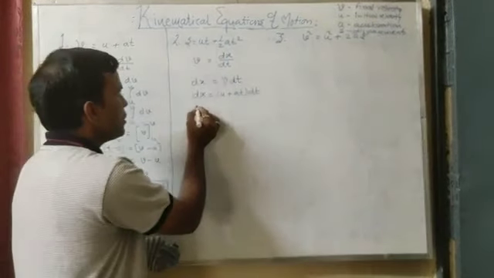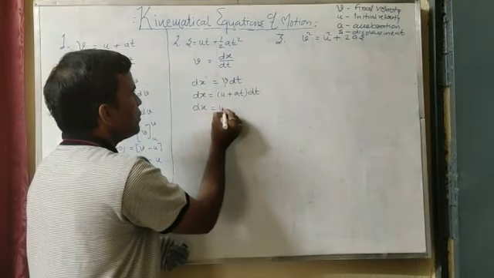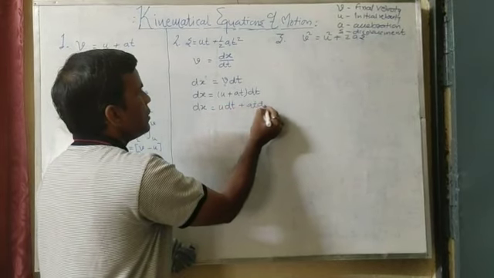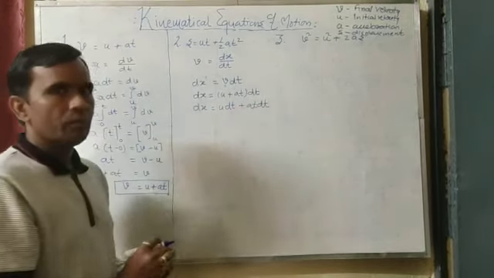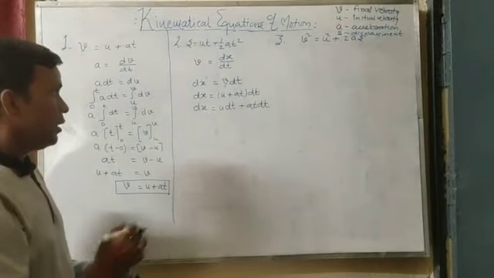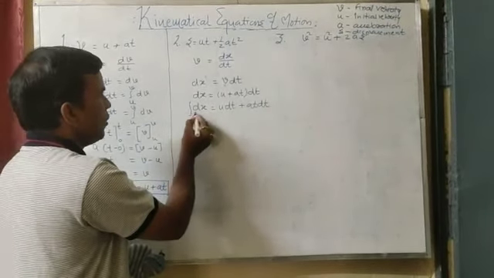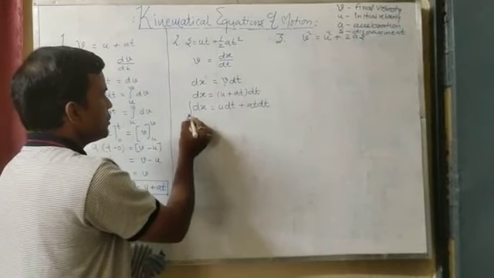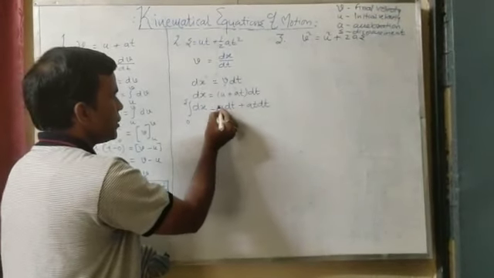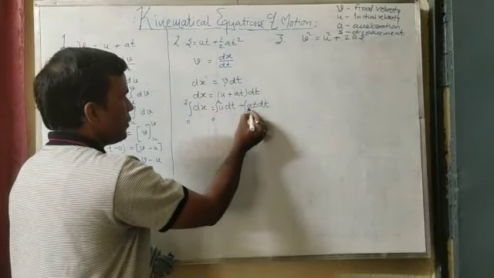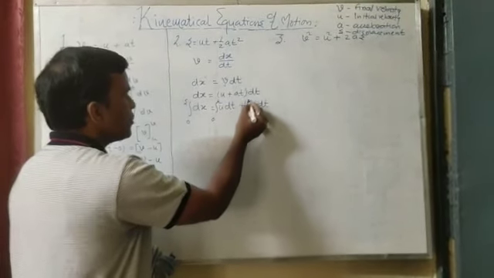We'll solve it. dx is equal to u dt plus at dt, by doing the distribution. Now we'll integrate it on both sides. Integration of dx from 0 to s is equal to integration of u dt from 0 to t. Here also, integration of at dt from 0 to t.